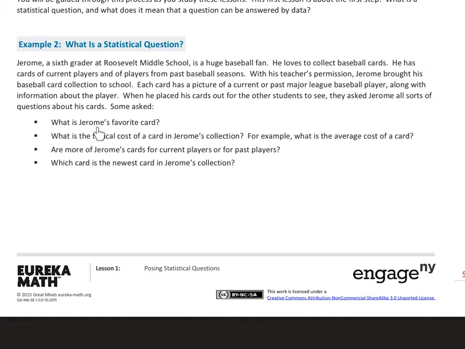But look at the first question. What is Jerome's favorite card? What kind of data would you need for that? None. You can't get data. You're asking one person a question, and that person's making a choice. We're not surveying people. We're not looking through a list of cards and analyzing data. We're just getting an opinion from somebody. That is not a statistical question.